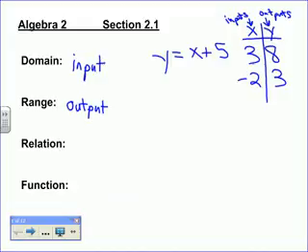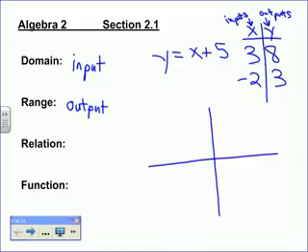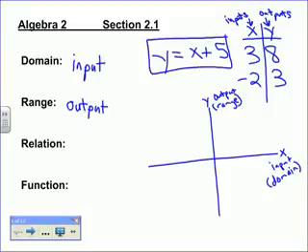Now, if we were to look at this, I'll just draw the graph here. When you plot things on the coordinate plane, you can think of it the same way. This horizontal axis, our x-axis, is for our inputs or our domain. And then the y-axis is for our output or our range. We're going to review this too.